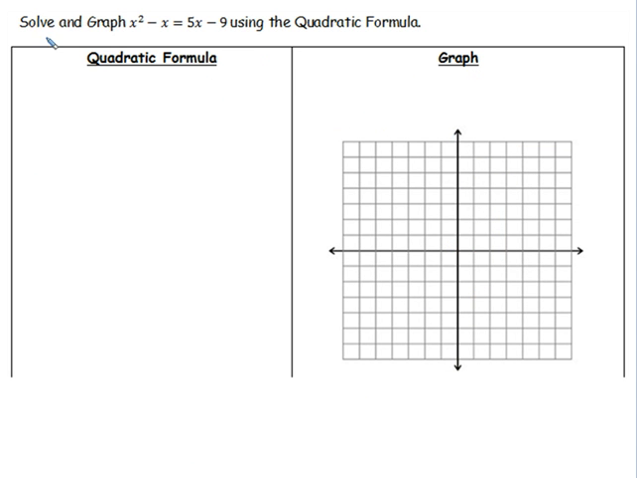Same directions. We want to solve and graph this quadratic equation by using the quadratic formula, and we want it equal to 0, so we need to move, in this case it's equal to 5x minus 9. We've got to move the 5x minus 9 to the other side. I'm going to try to do this without writing down steps. I hope I don't confuse you guys. But if I subtract 5x from here, that means I've got to subtract it over here.